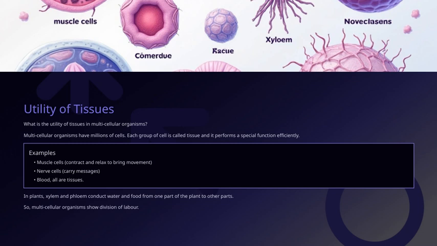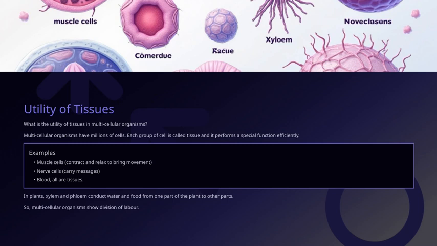In plants, we see similar specialization with tissues like xylem and phloem. Xylem conducts water from the roots to other parts of the plant, while phloem transports food. What this all highlights is the concept of division of labor within multicellular organisms.